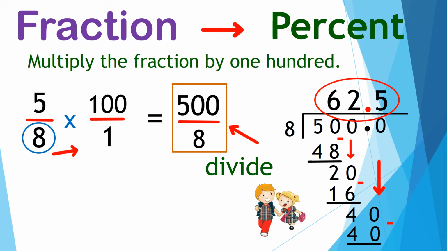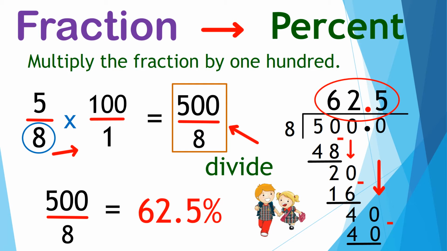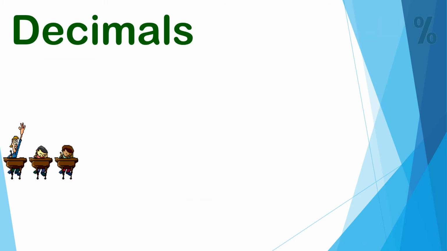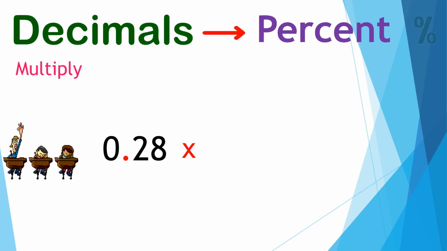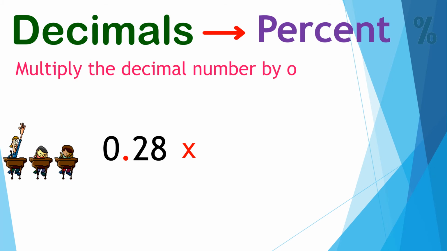It means that 500 divided by 8 is 62.5%. This time, let's try converting decimals to percentages. See this example, 0.28. To change this number to percent, simply multiply the decimal number by 100.